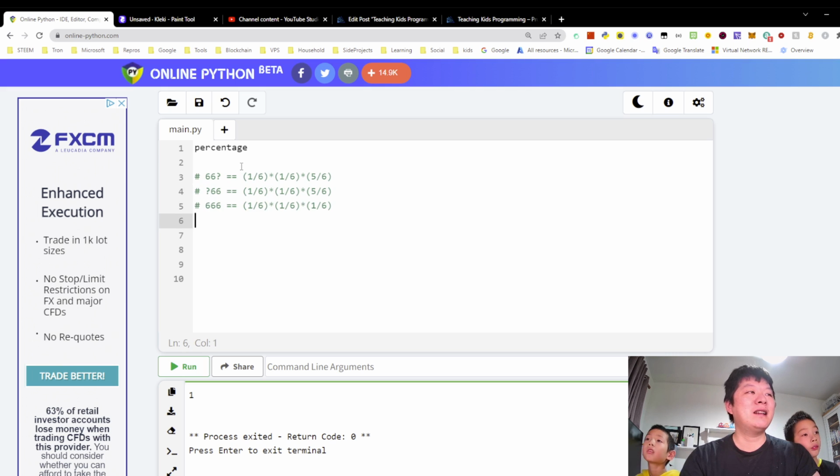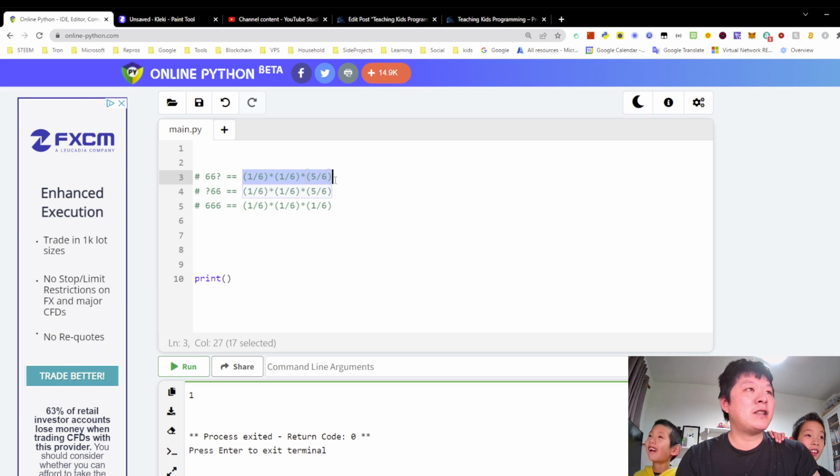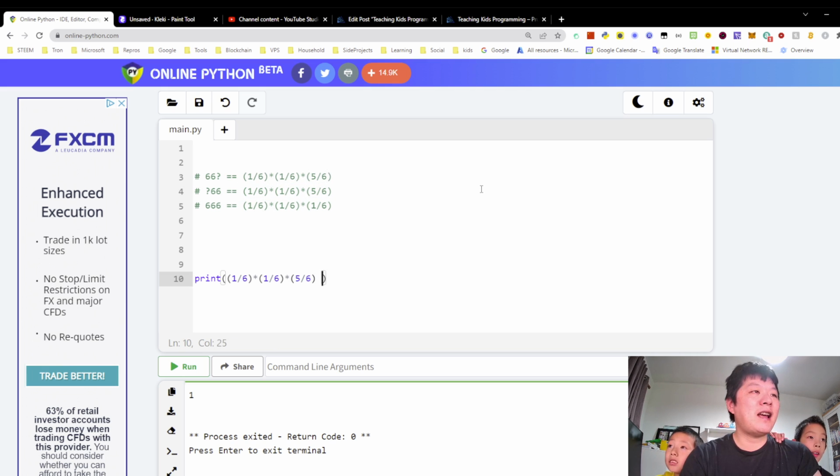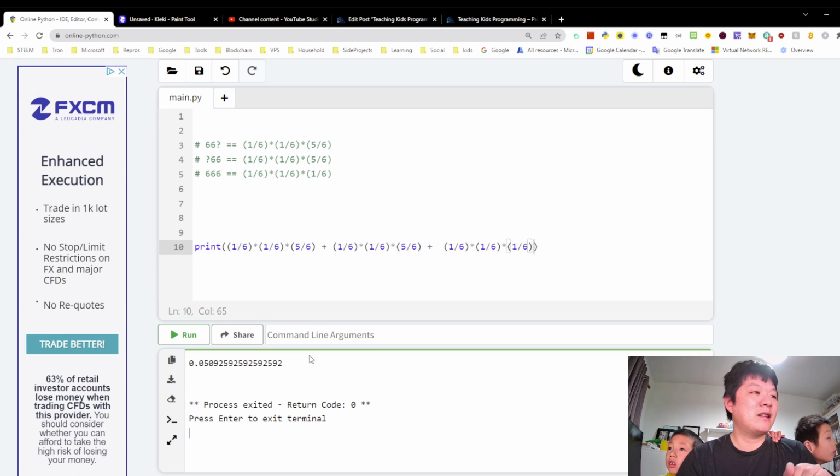Make sense? So let's see the probability. We just have to add this one, this one, times 2 since it's the same, and add this one. All right, so this is the probability, roughly 5%.